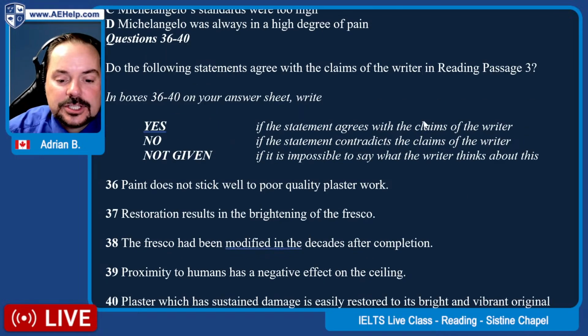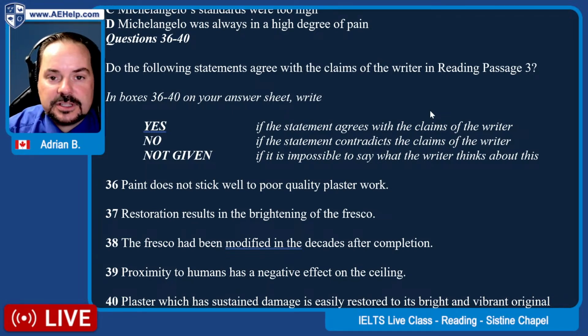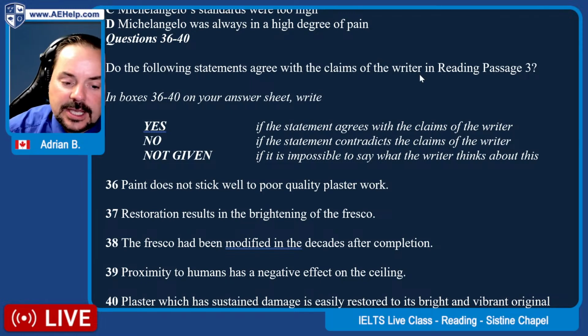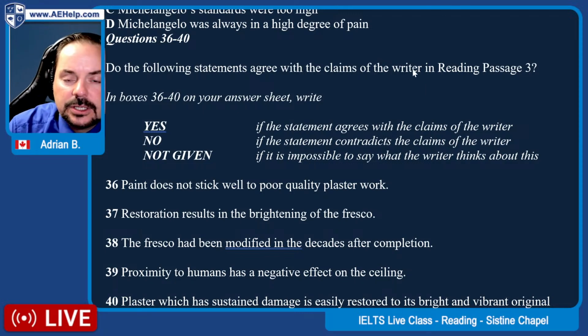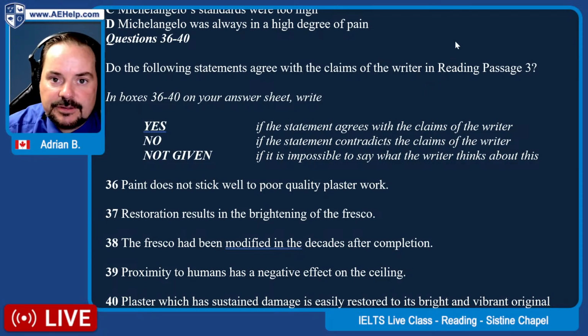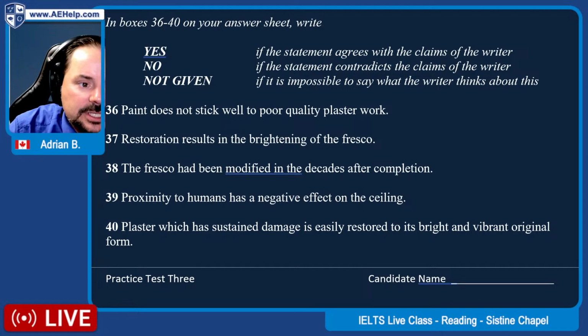All right. Let's do this. Yes, no, not given questions. A lot of students are kind of scared of these. It's like fact or not a fact, or we don't know if it's a fact or not. That's basically what yes, no, not given means. So facts, not facts, or false facts. The way this works is you read a question and then you try to figure out if it's actually even given. So can you read 36 for me, please?